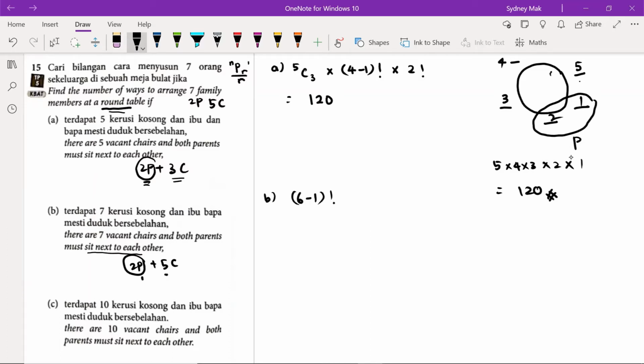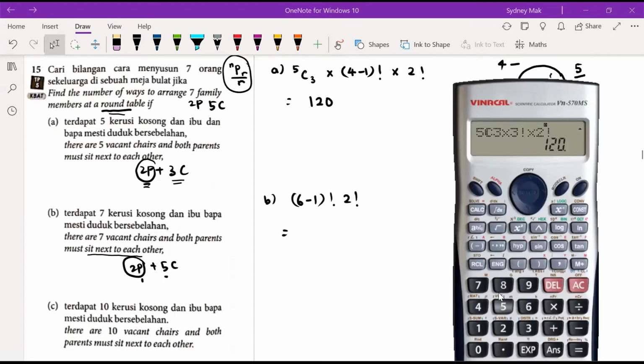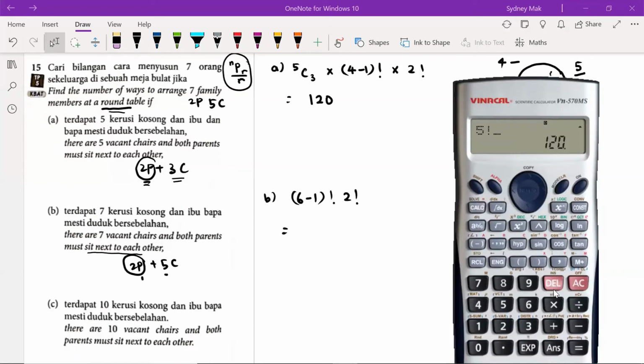Or if we were to use this one, that will be 6P6 over 6. So 6 minus 1 factorial, that is the 5 children and the parents as one group. Because the parents sit side by side, among themselves they will permute each other, 2 factorial. So let's use the calculator. 5 factorial times 2 factorial. So we have 240 ways.